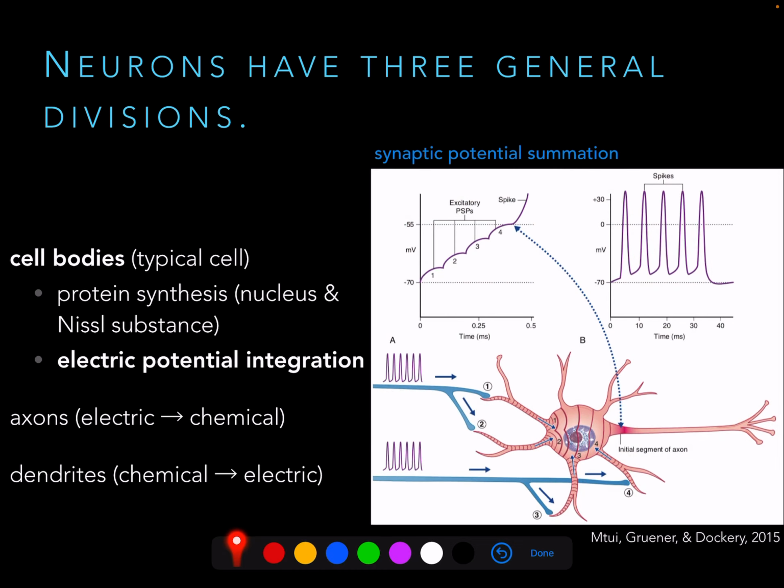The other important function of the cell body is to integrate synaptic or electrical potentials. So here we have 1, 2, 3, 4 synapses on the dendrites of this neuron. The electrical potentials generated there all filter into the cell body, and if we take a look at the activity there, we're going to get a little bit of depolarization from synapse 1, a little bit more from 2, a little bit more from 3, a little bit more from 4, and by golly, we've hit threshold and we're off to the races. We now spike. That is, we fire action potentials.